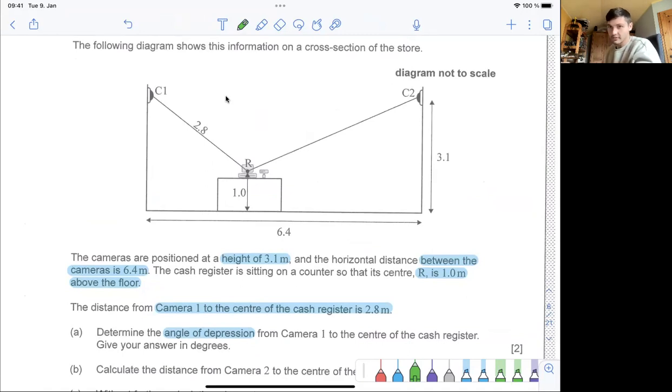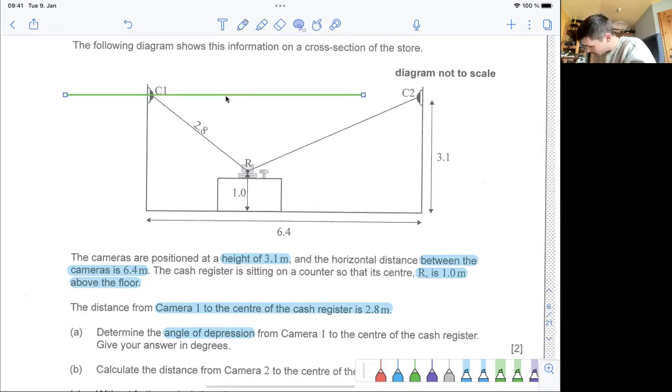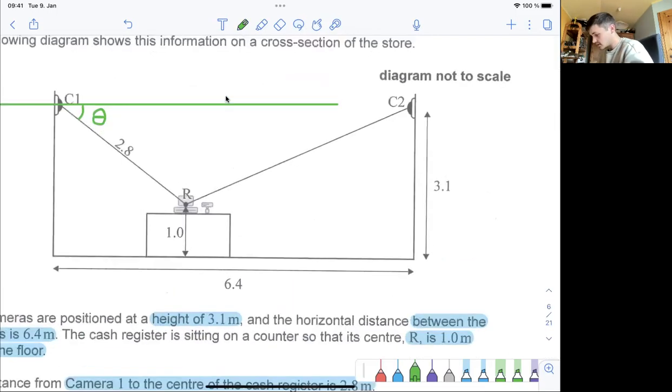The way I like to foolproof this is to just draw a horizontal line on my diagram. That's where I'm going to be calculating the angle from. So we're going from C1, so I'm going to draw a horizontal line going through C1, although that's not quite perfect. What we're trying to find is this angle in here. Let's label that theta, and let's zoom in a little bit.